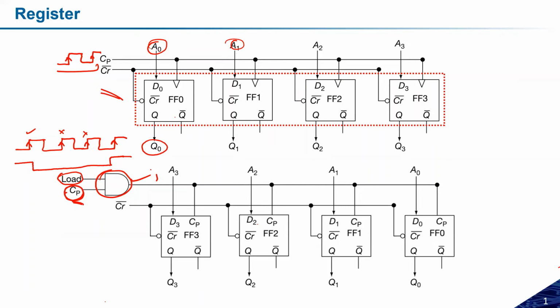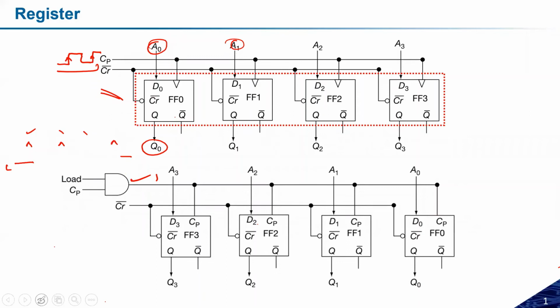Okay, so even though there is a transition in the clock, because this load signal is not high, this transition will not affect the output of this register. Okay, so this is the importance of this signal, whatever we have. Rest all other things are same as before.